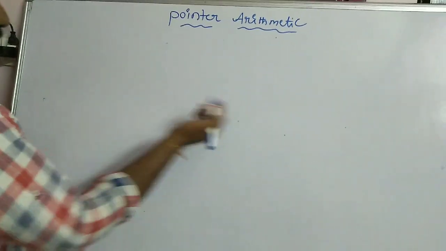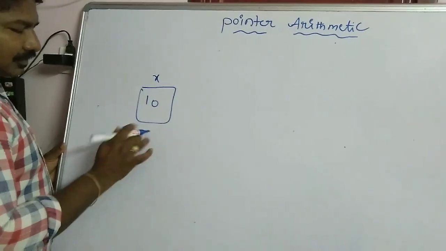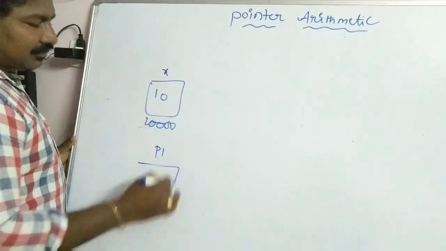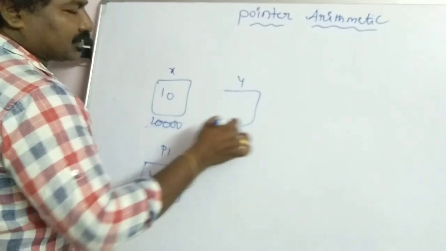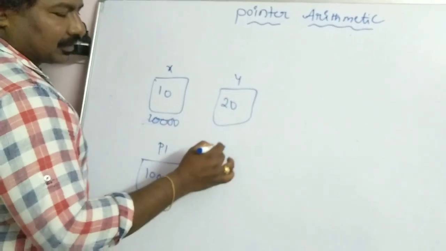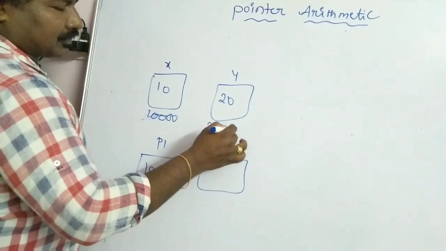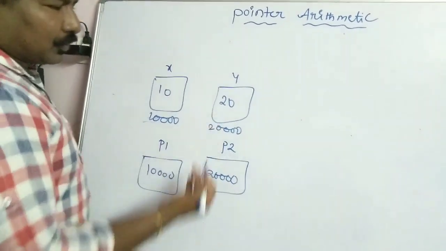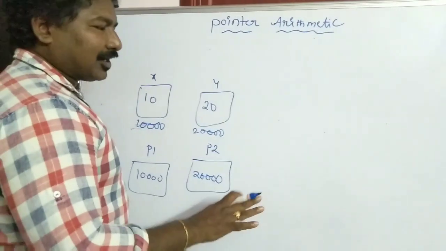Okay, again I am drawing the previous diagram. That is, x is having 10 and its address is 10,000, and P1 is having that address 10,000. y is having a value 20, and P2 is having that address 20,000. Just with this example you can easily make out which are valid or invalid operations.